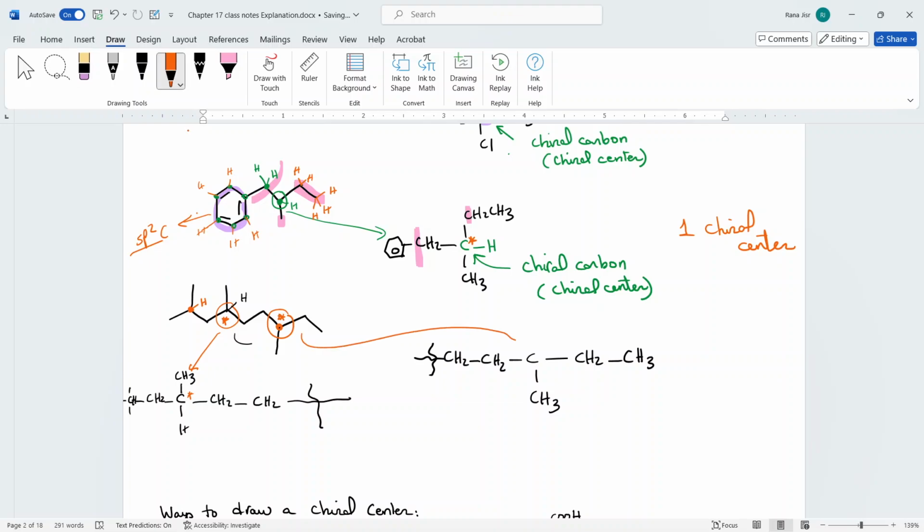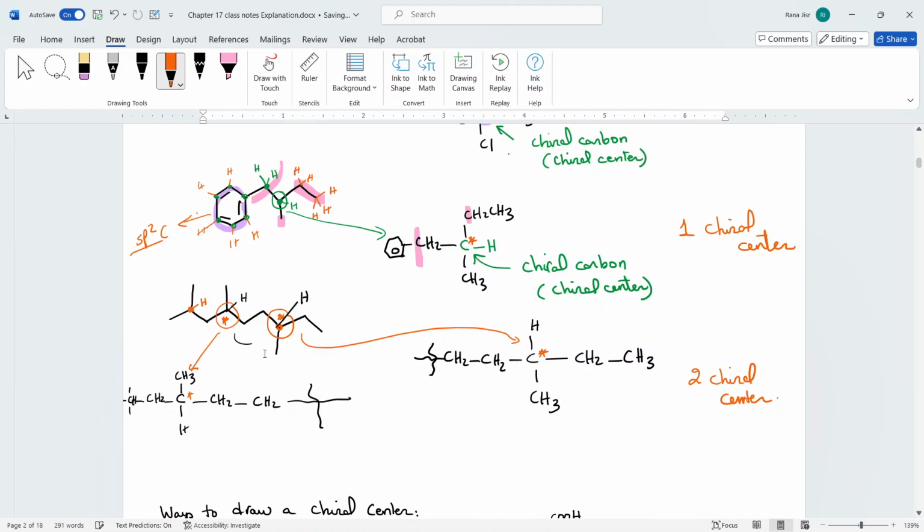Okay, so it's this one. And then on that carbon, of course, I do have what? I do have a hydrogen. So go ahead and write the hydrogen. And that is another chiral center in there. And that chiral center has 4 different groups around it. So here I do have for that molecule 2 chiral centers.